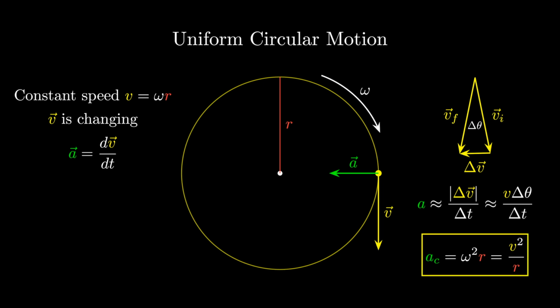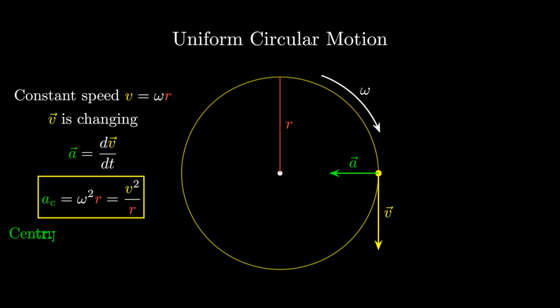Because the acceleration always points to the center of the circle, we call this a centripetal acceleration, the word centripetal meaning center-seeking. In vector form, the centripetal acceleration can be written in terms of the inward-pointing unit normal vector.